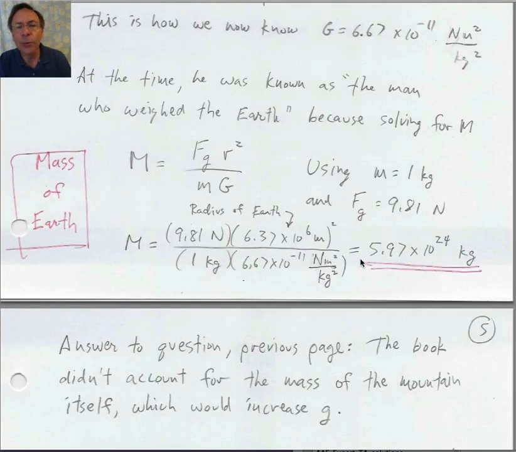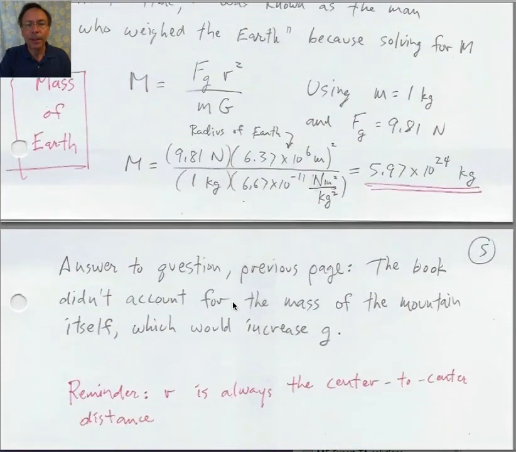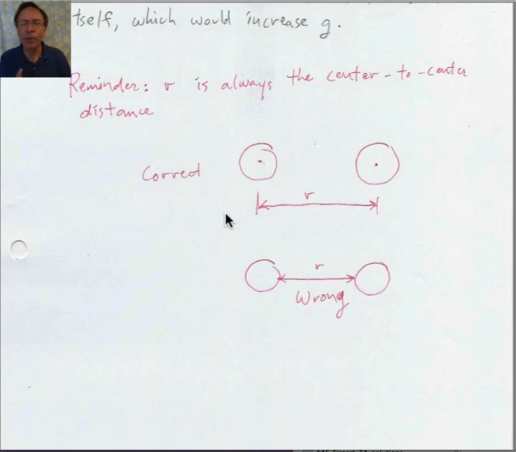Here I go through the arithmetic, the math for determining the mass of the Earth, now that we know what G is. And there are two things now that I want to caution you about before I finish up. The R between the two objects, be careful. It's the center to center distance.